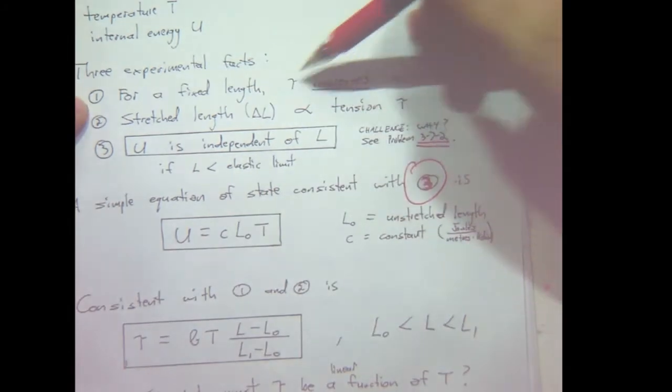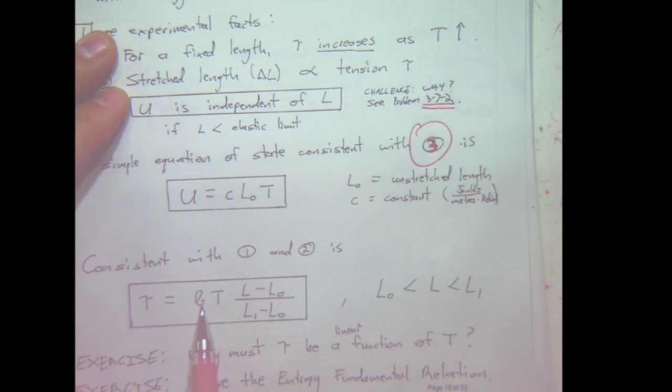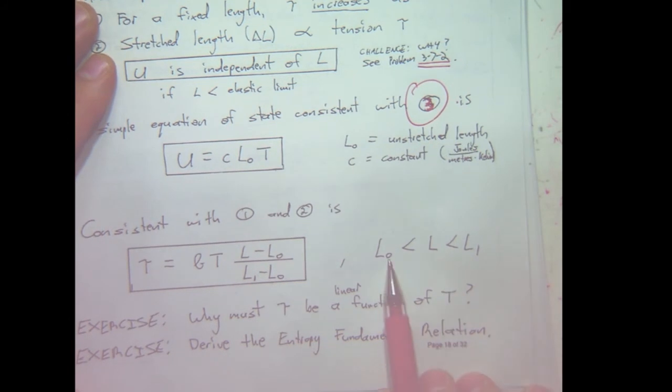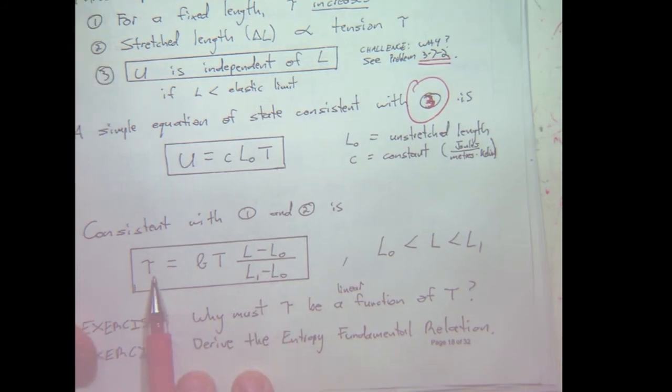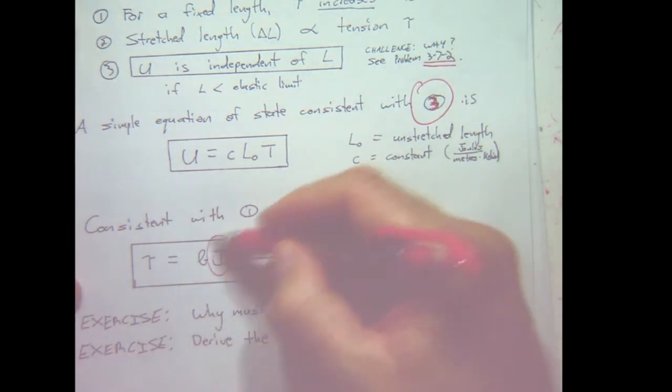Consistent with 1 and 2 is that the tension equals a constant times the temperature times, if the length is between some L0 and L1 and you don't stretch it beyond its plastic limit, then that's L minus L0 divided by L1 minus L0. So it's like the proportion of the length that you're going to stretch it. That's the tension. But also it's proportional to T.